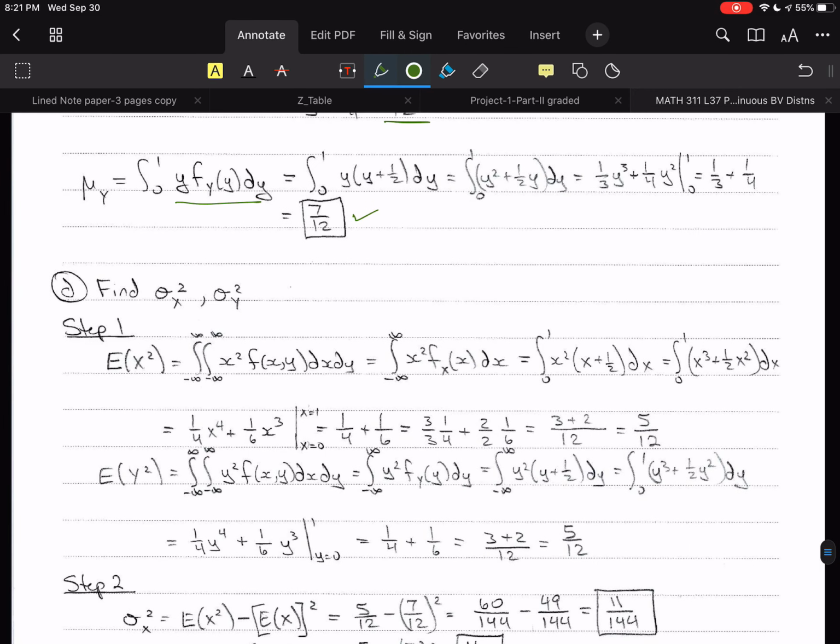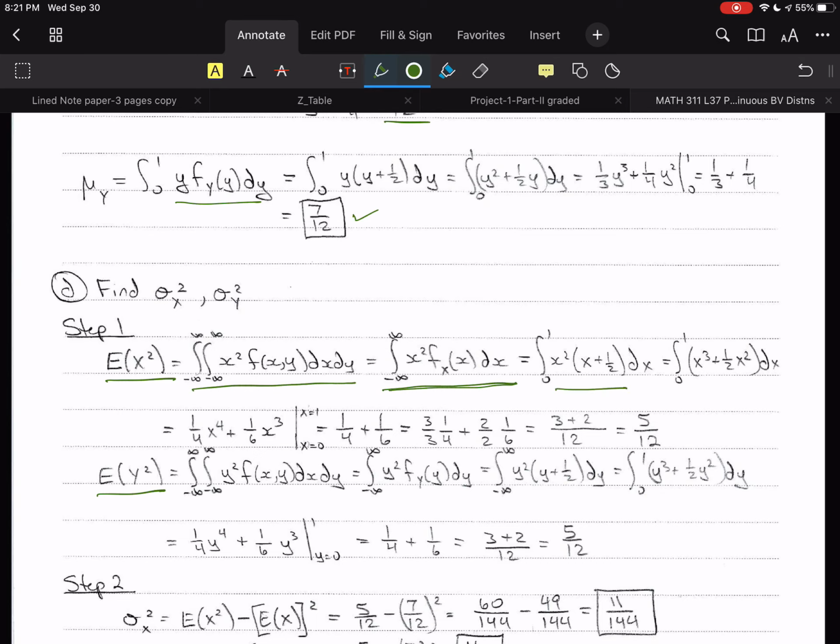So now we want to find the variance of x and the variance of y. To do that, our first step is to find E of x squared and E of y squared. Remember that by definition we take x squared times the marginal, f of x, but I've decided to use the joint here just to show you how that's done as well. So x squared times the joint PDF over dx dy. Actually, it's also equal to the integral of x squared times the marginal, and that was easier.